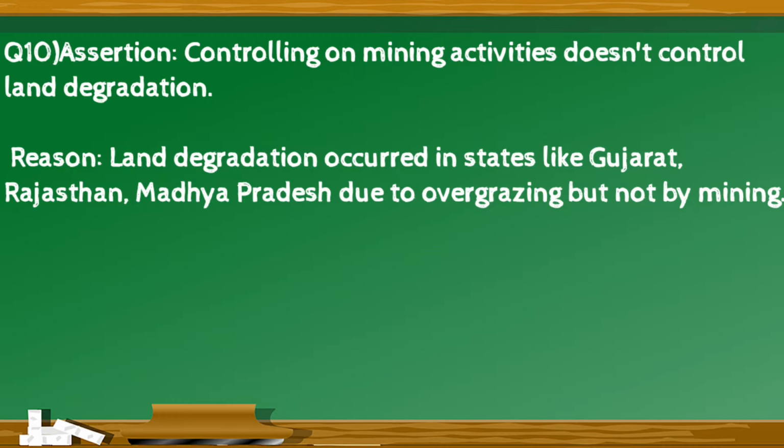Question 10. Assertion. Controlling mining activities does not control land degradation. Reason. Land degradation occurred in states like Gujarat, Rajasthan, Madhya Pradesh due to overgrazing but not by mining.